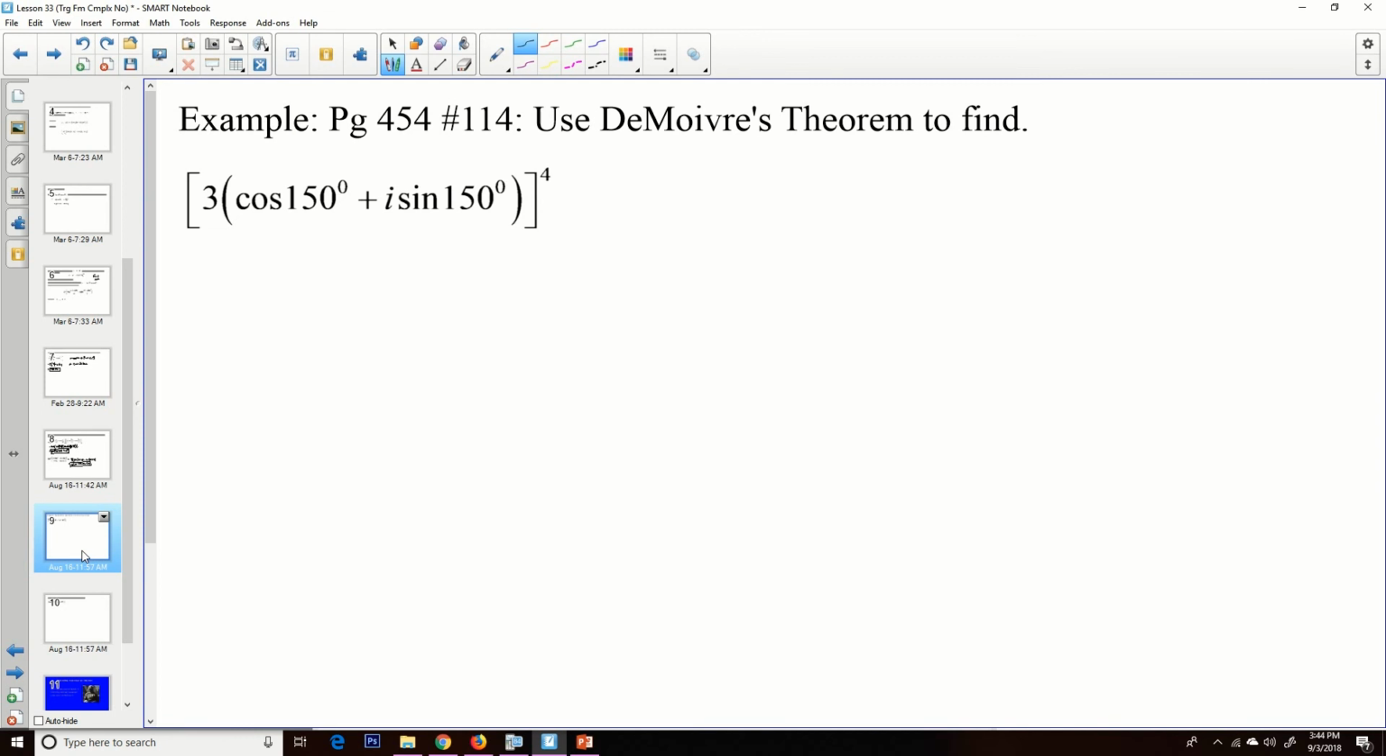All right, use de Moivre's theorem to find that value there. So we want to raise 3 times the cosine of 150 plus i sine 150. And these are both degrees, they're not to the 0 power. I'll raise that to the 4th power. So here's what we're going to do.